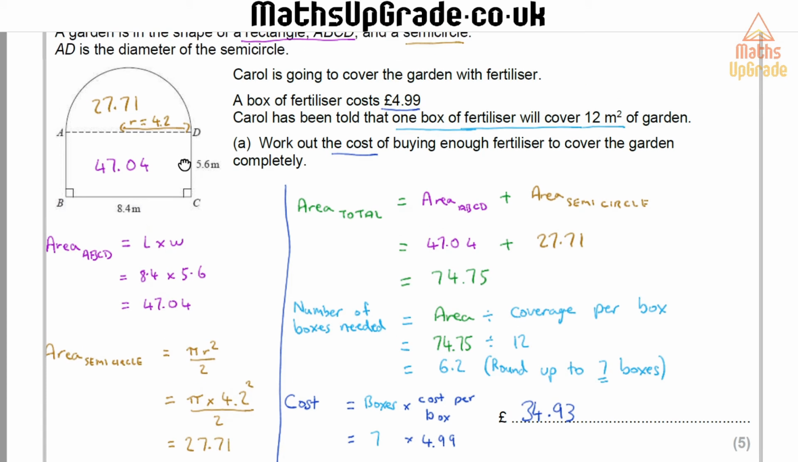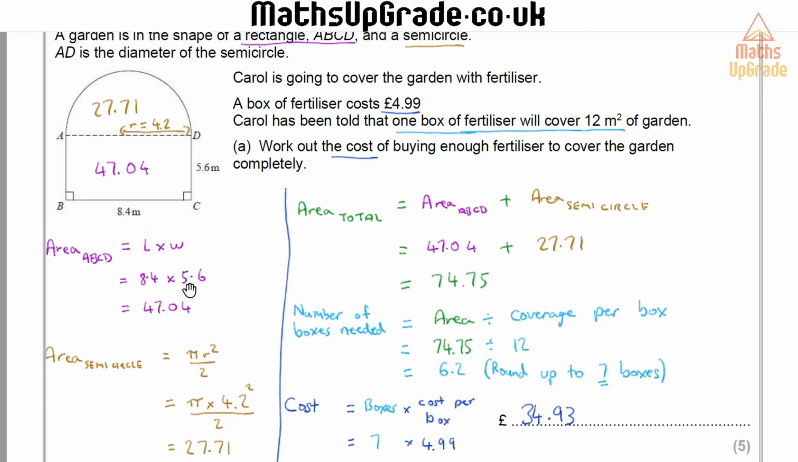So the whole area of the garden is 47.04 added to 27.71. That gives me 74.75. So how many boxes do we need? Well, each box can cover 12 meters squared. So if I need 74.75 meters squared covering, if I divide these two values, that tells me how many boxes I need. And so we'll need 6.2 boxes.